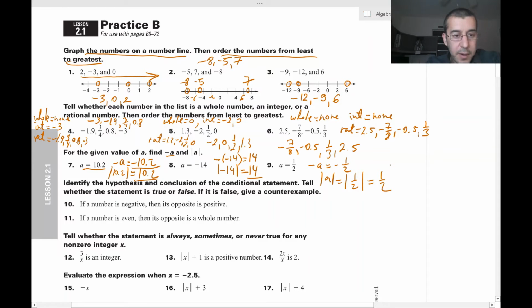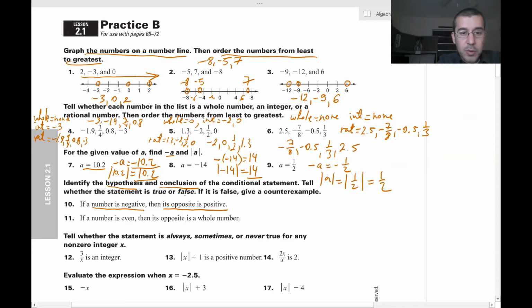Number 10, identify the hypothesis and conclusion of the conditional statement. Okay, so the conditional statement for 10: if a number is negative, then its opposite is positive. So number is negative, that's the hypothesis. Opposite is positive, that's the conclusion.